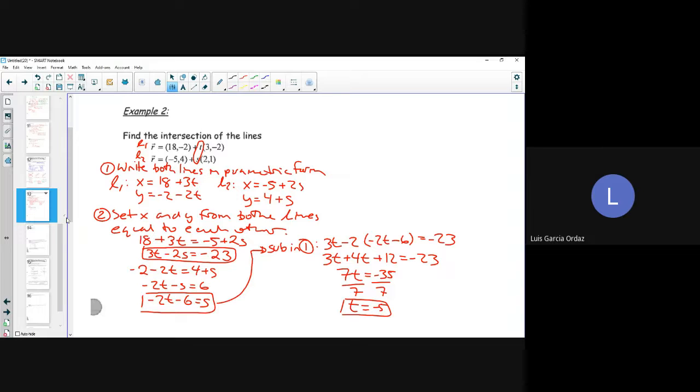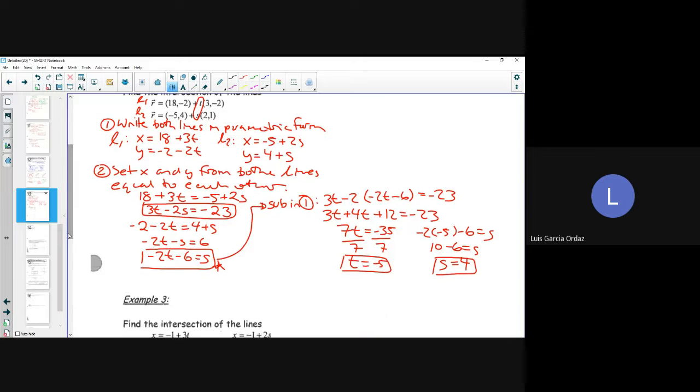Now I need to solve for s. So I'm going to use this equation and sub in negative 5 for t. So I'm going to get negative 2 times negative 5 minus 6 is equal to s. 10 minus 6 is equal to s. s is equal to positive 4.